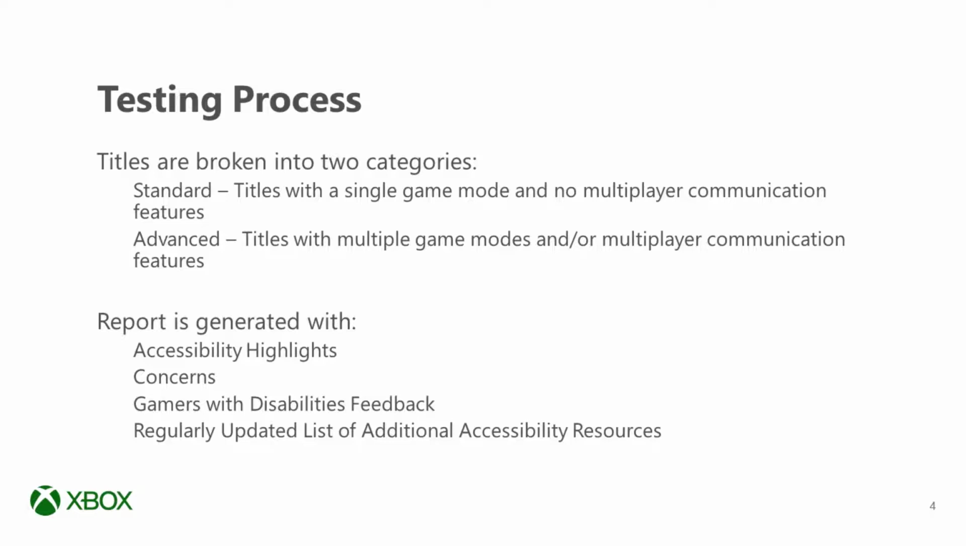First off, accessibility highlights. We want to make sure game developers understand what they're doing well from an accessibility standpoint. So we spend a good deal of time going through, finding those areas where publishers have done the right things and giving them the proper kudos they deserve. Next, we talk about accessibility concerns. These concerns are generated based off of test cases from the Xbox accessibility guidelines. When we find areas of a game that fail to meet the Xbox accessibility guidelines, we will call those out, explain what the expected results are, and give a little bit more information on how that particular concern could impact someone from the gaming and disability community.